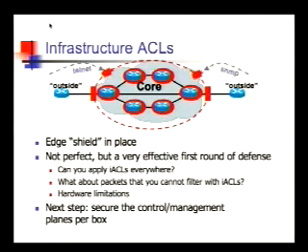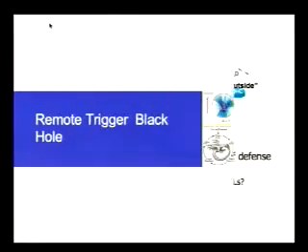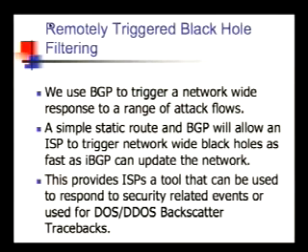And again, once we've gone ahead and deployed our IACLs everywhere we can, what we want to do next is to try to work on securing the control and management planes of each router, each switch on the network. So, remotely triggered black hole. Remotely triggered black hole filtering is a very useful reaction and mitigation tool. It allows us to very quickly drop traffic at the various edges of our network.